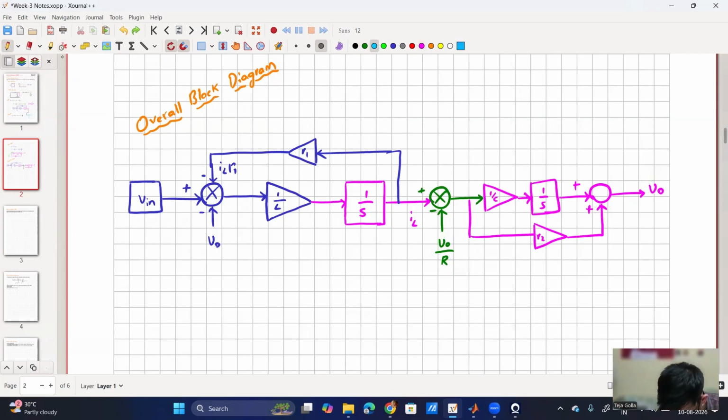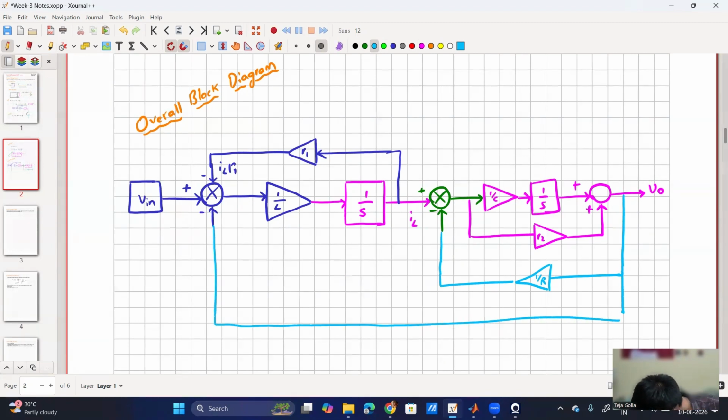So let me erase this V0, this V0 by R. One is current, one is voltage. So what I will do, I will put a gain of 1 by R and then feed the current over here. And then I will take V0 and feed the V0 over here. So this is V0 by R, this is V0.